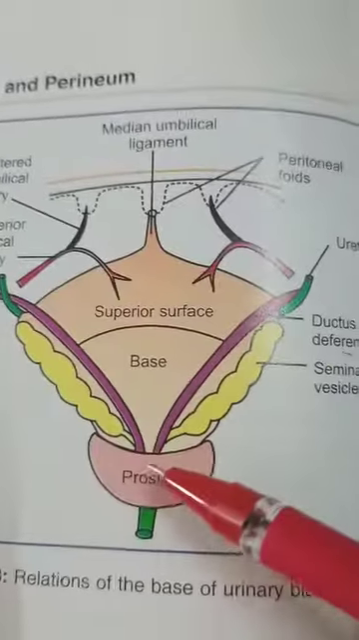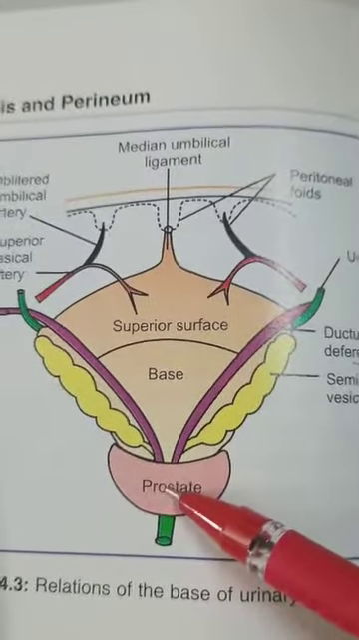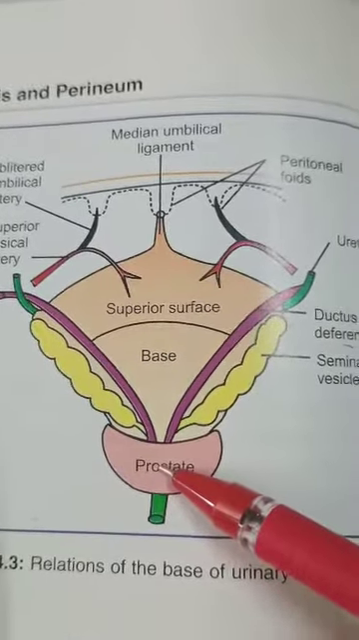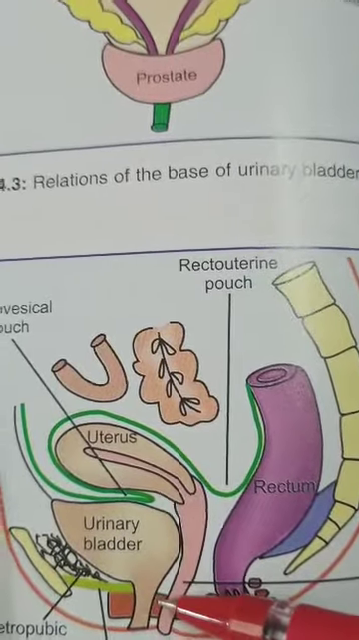And in case of males we can see the neck is related to the prostate gland. This is the prostate gland. So in males it is related to the prostate gland, and in females it is related to the pelvic diaphragm.